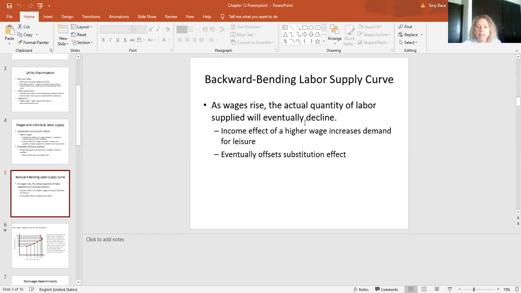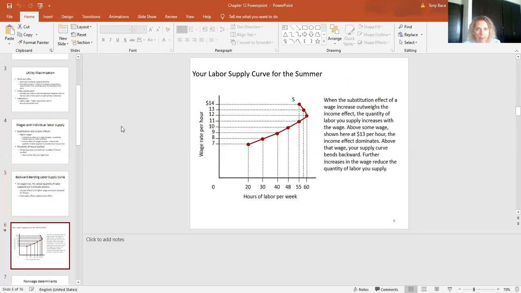The income effect of a higher wage increases the demand for leisure. We begin to want to substitute leisure back. We've been working hard for a lot of years. We want to get some leisure back. And this income effect eventually offsets that substitution effect, and the labor supply backward bends. Okay, so let me show you an example of that real quick.